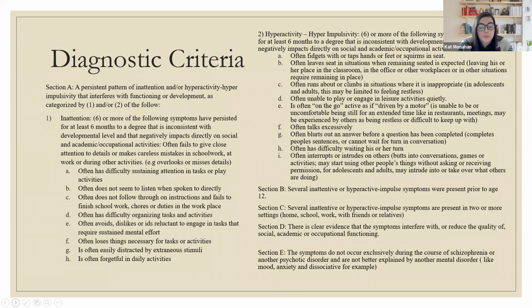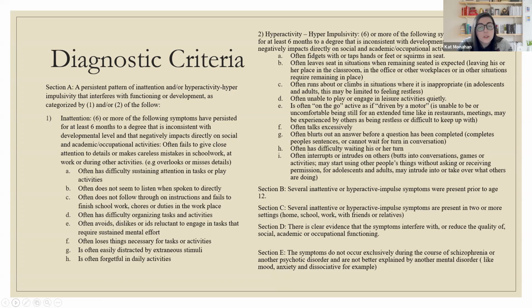And this is experienced by others as being reckless or difficult to keep up with. F, often talks excessively. And G, often blurts out the answer to a question before it has been completed. So this could also be like completing other people's sentences, or they can't wait their turn in conversation. H, often has difficulty waiting his or her turn. And then the last one for section A, criteria 2, is often interrupts or intrudes on others.